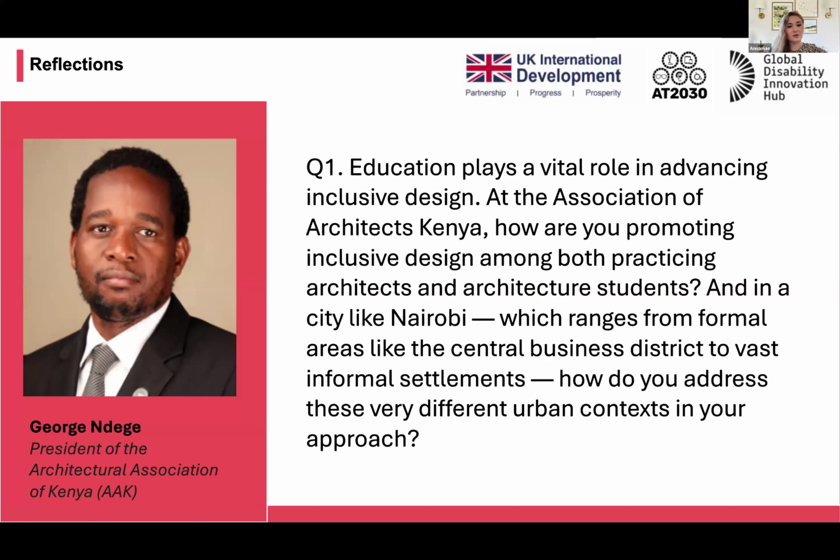For our first question, George, as president of the Architectural Association of Kenya, and with your background in education, we've spoken about the need for education and training. Education plays a vital role in advancing inclusive design, and it can often be seen as the starting point. At the Architectural Association of Kenya, how are you promoting inclusive design among both practicing architects and architecture students? And in a city like Nairobi, which ranges from formal areas like the central business district to vast informal settlements, how do you address those very different urban contexts in your approach?